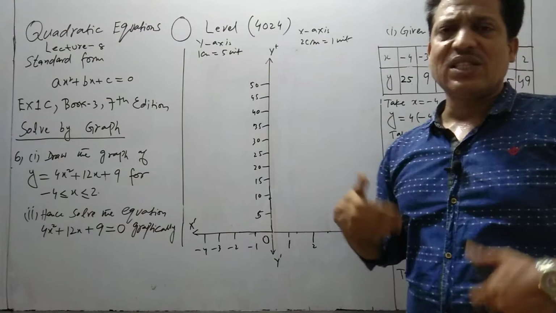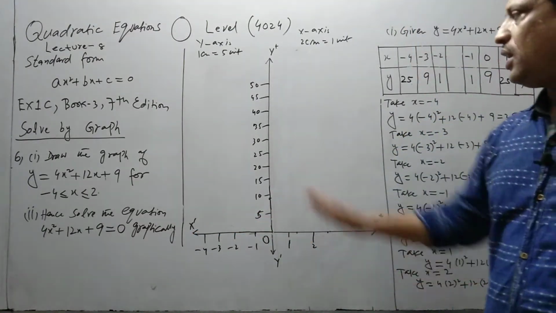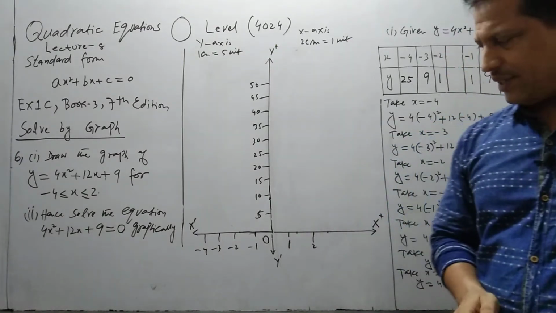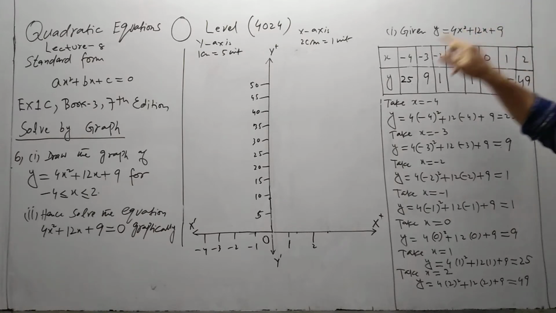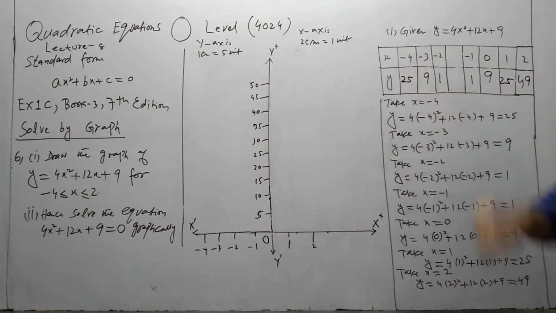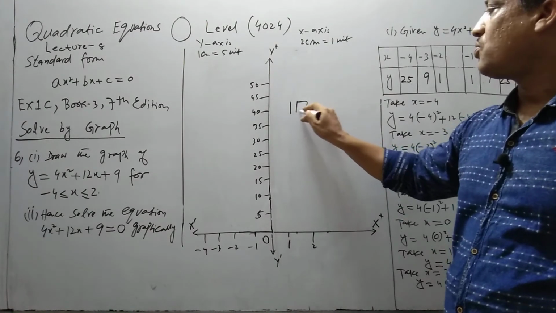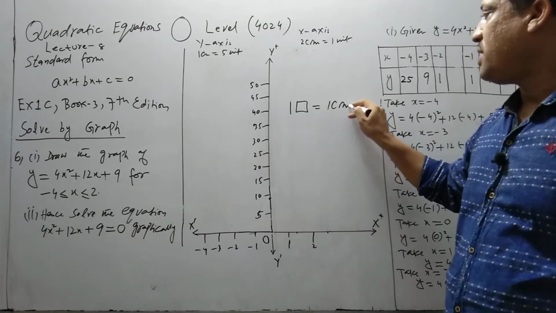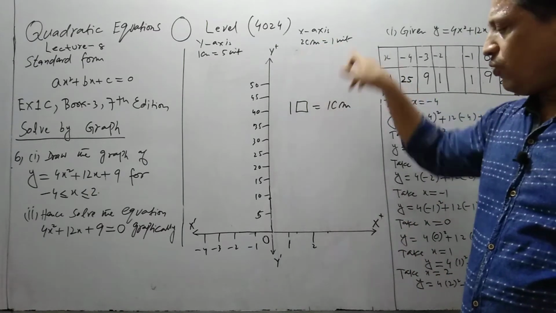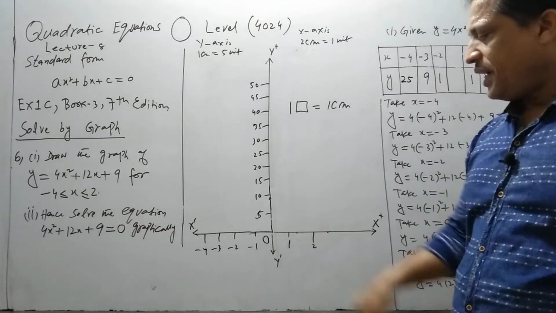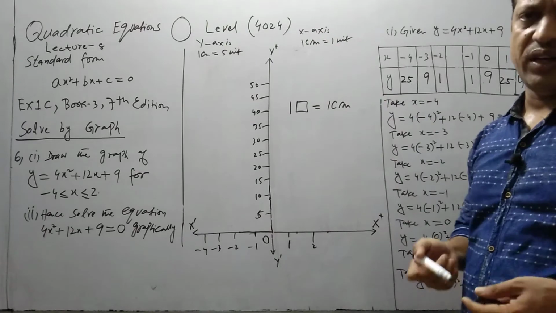Again, the scale is not given, so we can make our own scale on the x-axis and the y-axis. The maximum value of x is 2 and the minimum value of x is minus 4. As we know, in a centimeter graph paper, 1 square represents 1 centimeter. So I am taking 2 centimeter to 1 unit, or we can take 1 centimeter to 1 unit.